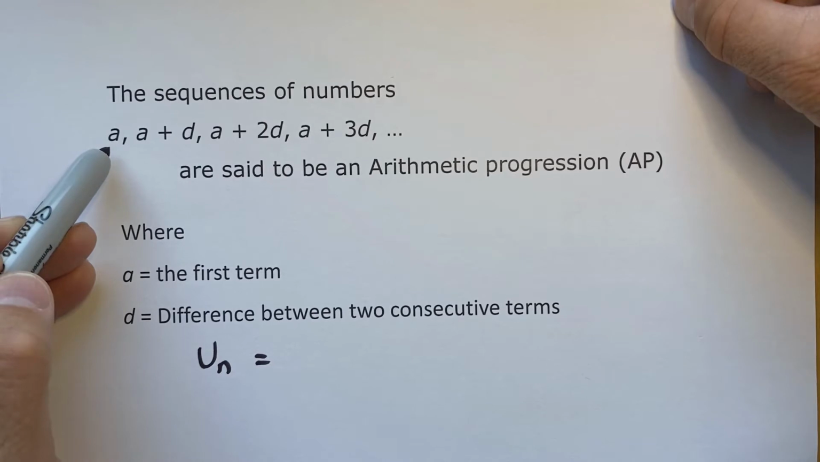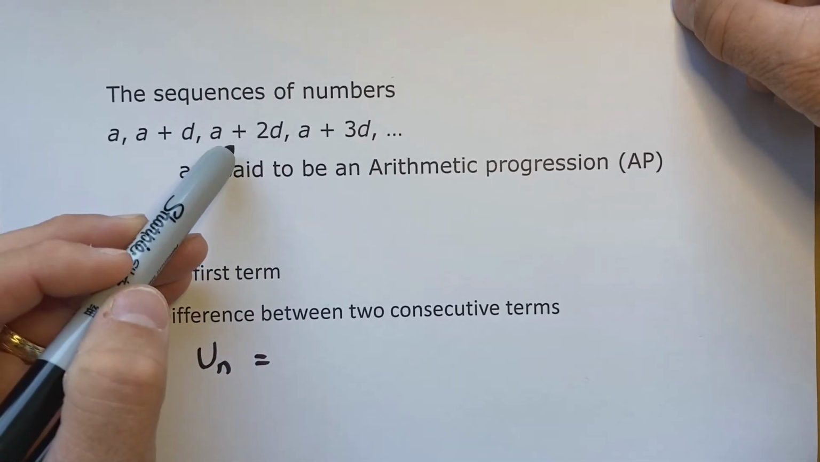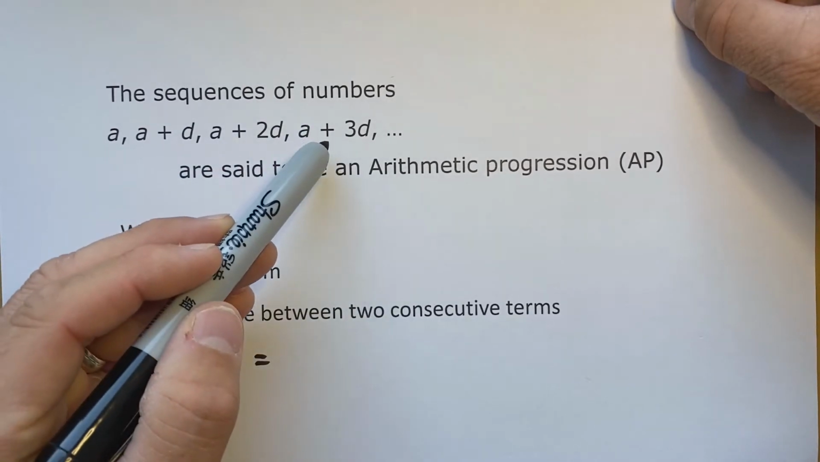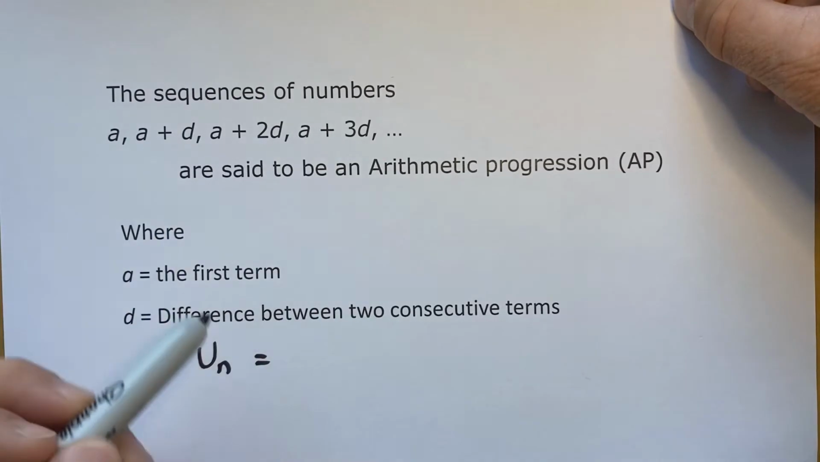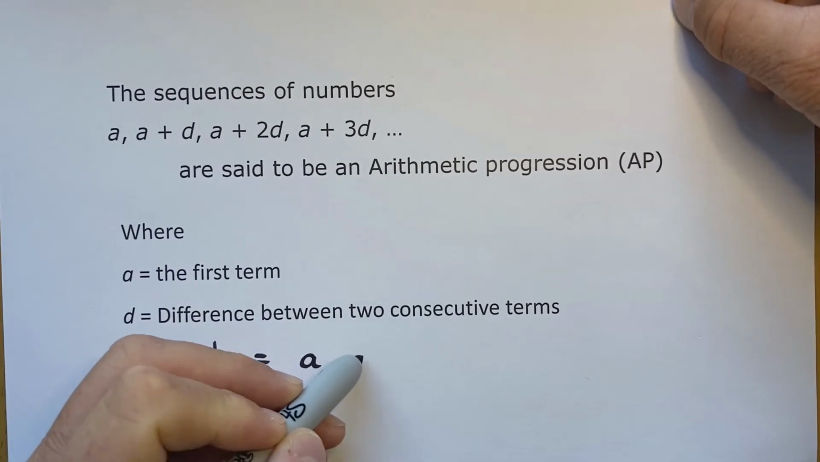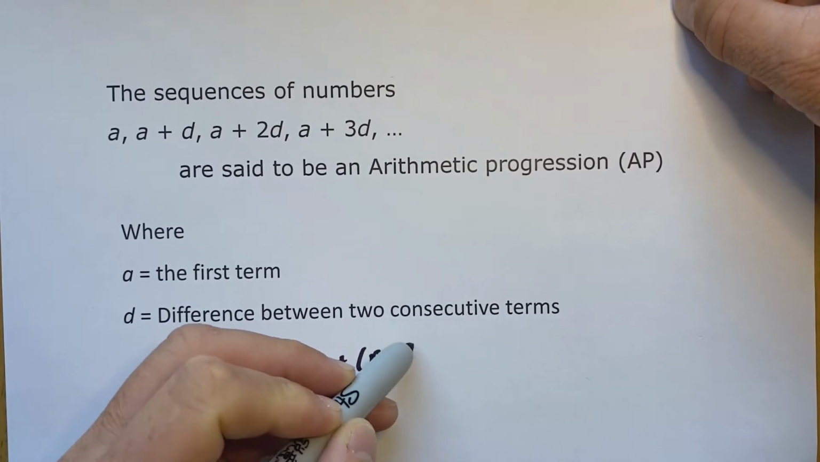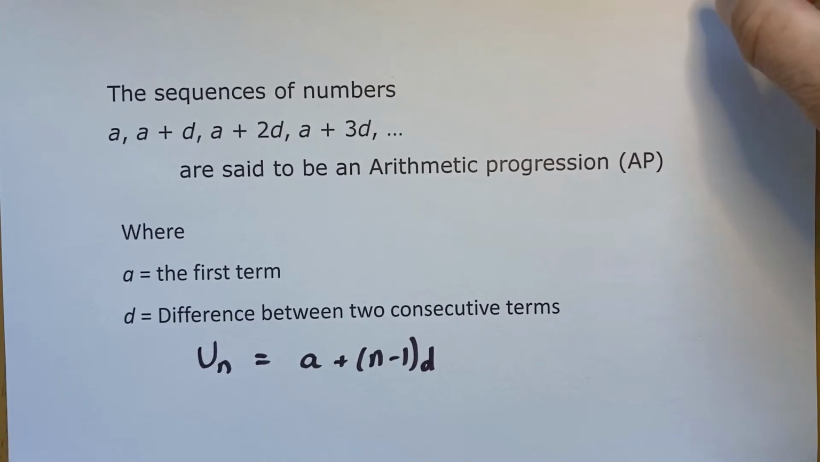However, at A level, the way that we go with this is we say, well, hang on, the first term there were no D's, the second term there was one D, the third term there were two D's, the fourth term there were three D's. There's always one less quantity of D's each time. So the nth term will be A, the first term, plus n minus 1 lots of D. And that's the expression that we use at advanced level for the nth term.